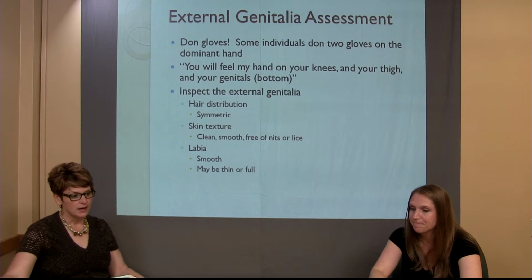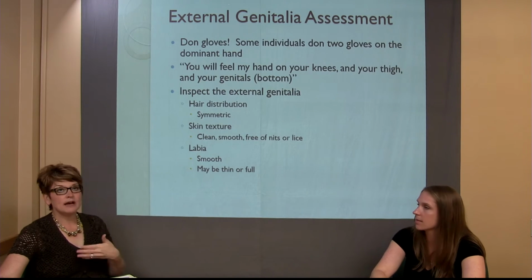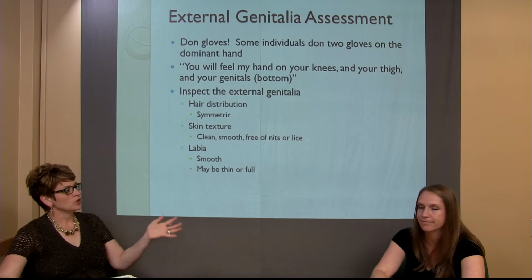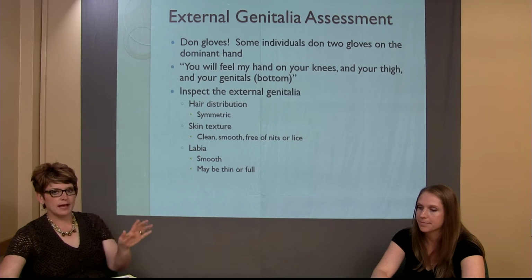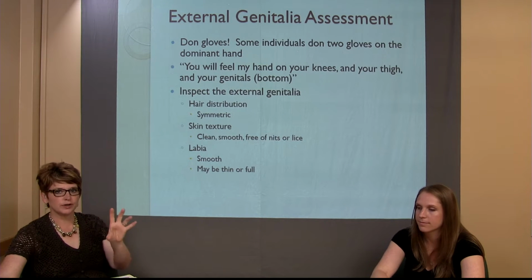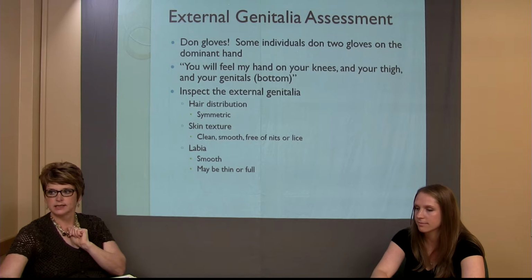Exactly. Absolutely. Never underestimate the value of inspection. Look at their external genitalia. Look at their labia majora. Look at their labia minora. Look at their urethral opening and their clitoris.